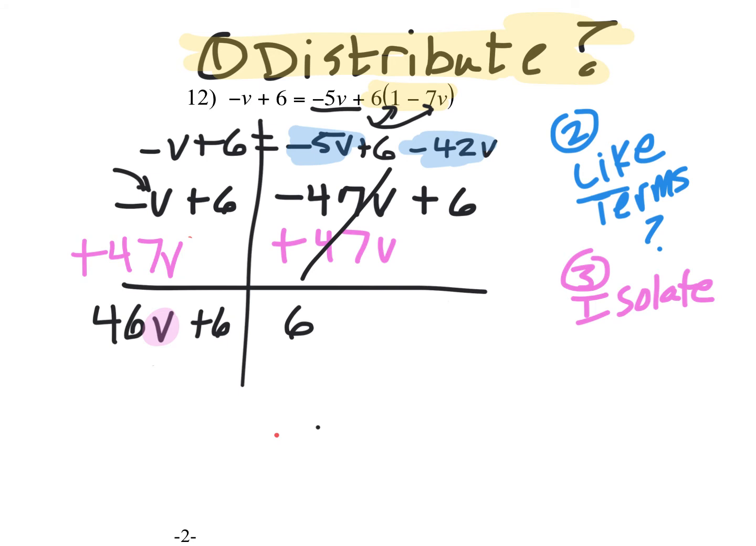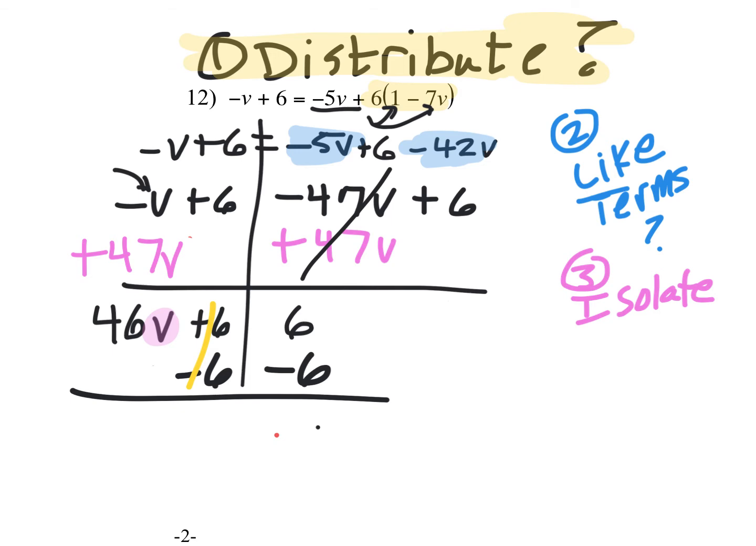I wouldn't deal with the 46 first, though, because remember, you got to divide everything by 46, and eek, I don't know about you, but I don't want to do 6 divided by 46. It's too early for all that. So instead, I'm going to cancel out the plus 6 first. What's the opposite of a plus 6? Minus 6. And make sure you remember to do it on both sides.